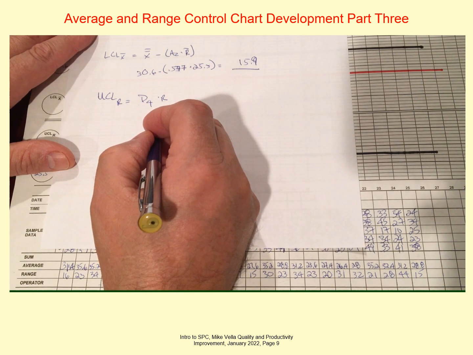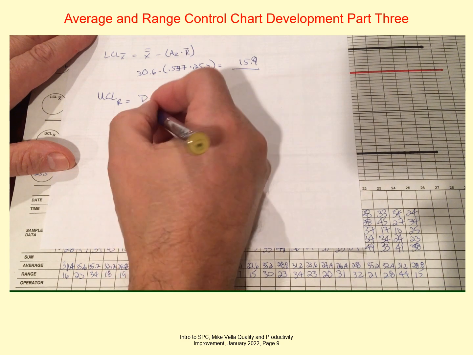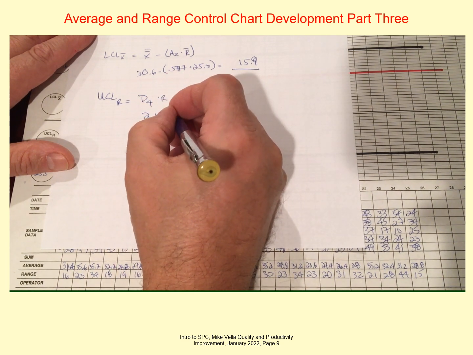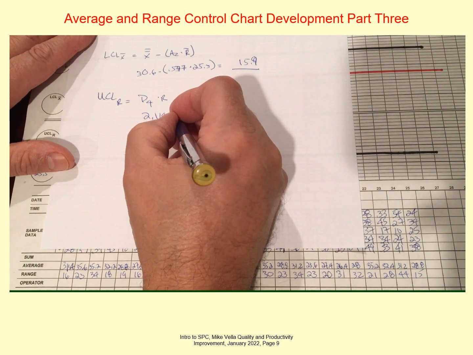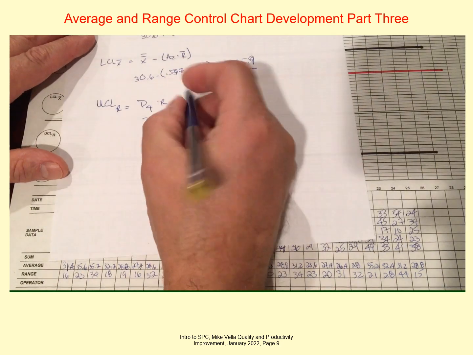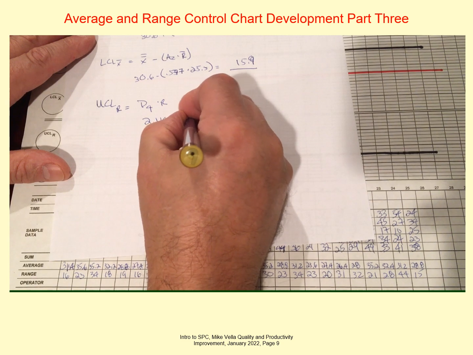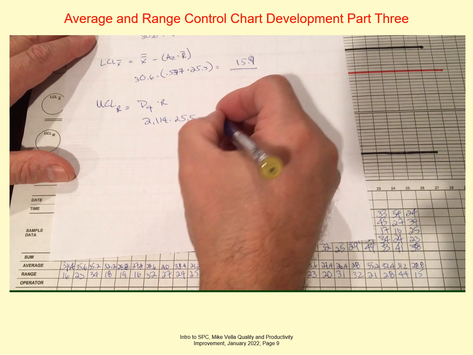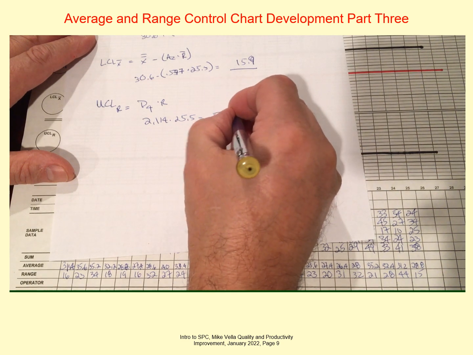So D4 is 2.114 times the average range. Average range is 25.5. So the upper control limit for our range here is 53.9.